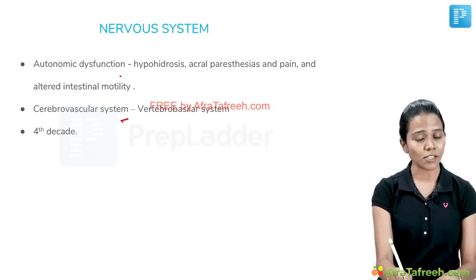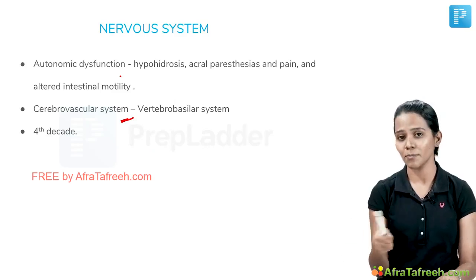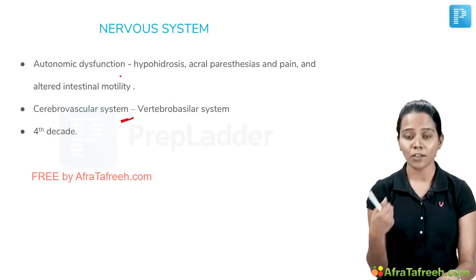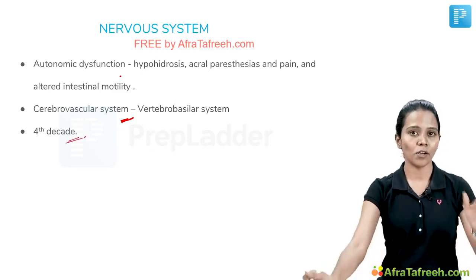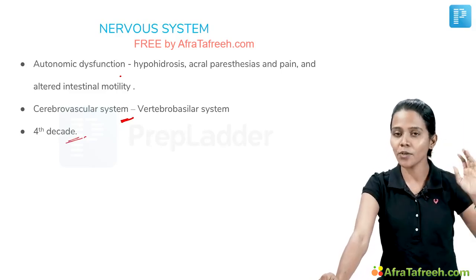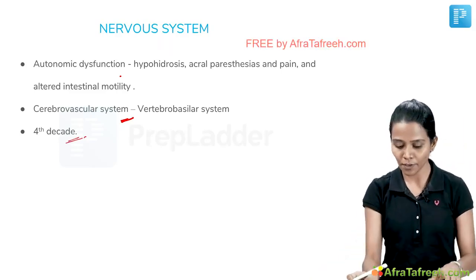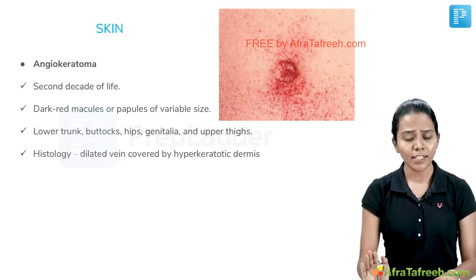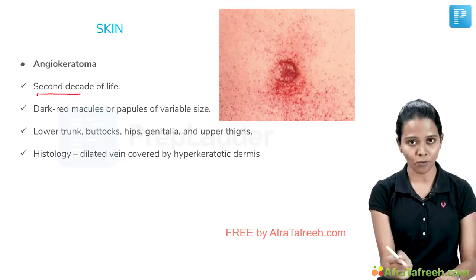In the cerebrovascular system, it can deposit in the vertebrobasilar artery and cause symptoms like TIA, strokes. It can cause dysarthrias, dysphagias, and it is generally seen in the fourth decade. So what you have to remember is one of the first presentations are pain and paresthesias. Okay, and generally the terminal events are strokes and MIs. Now, in the skin there is a lesion called angiokeratoma, which generally appears in the second decade of life.